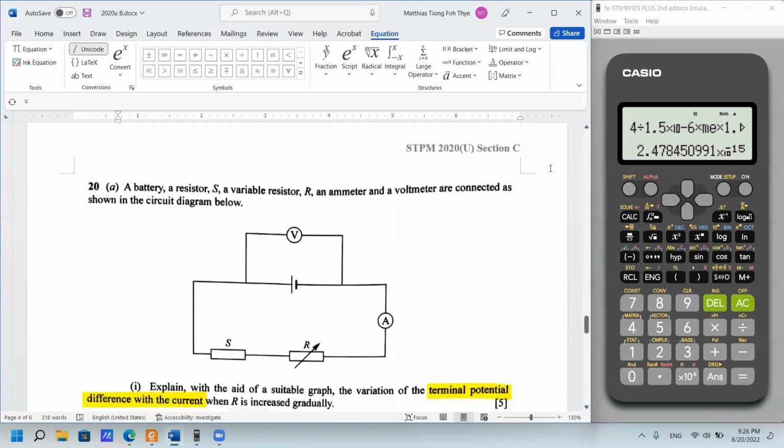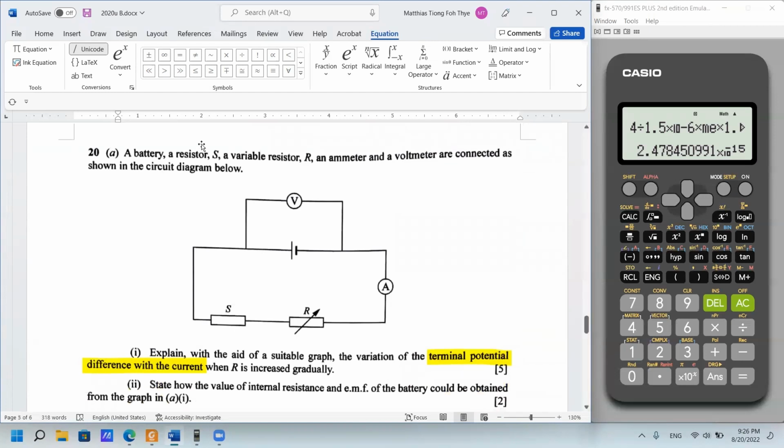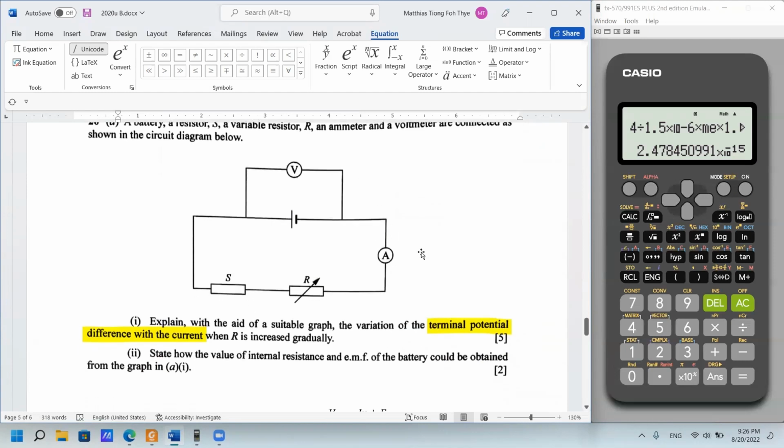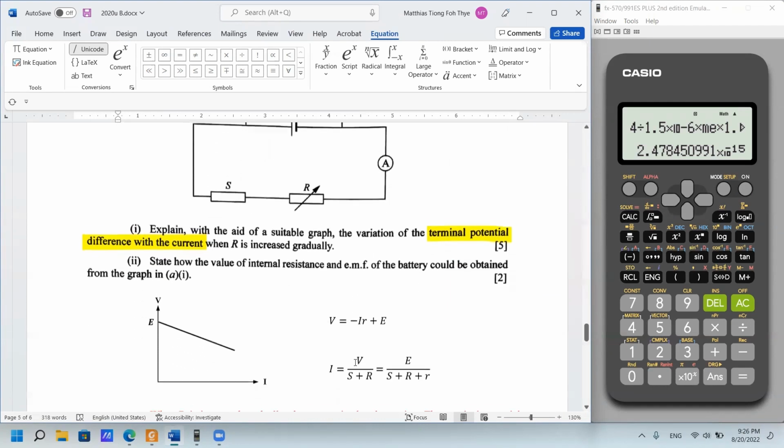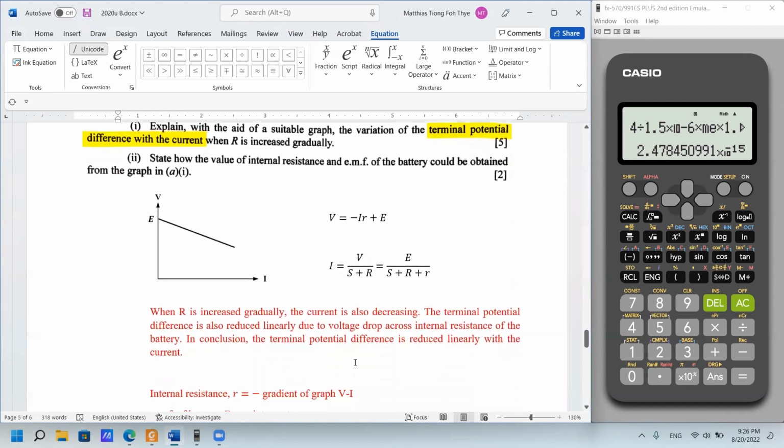So let's proceed to question 20. A battery, a resistor, a variable resistor, an ammeter, and also a voltmeter are connected as shown in the circuit. First, explain with the aid of a graph the variation of terminal potential difference with the current when R is increased gradually. Then state how the value of the internal resistance and also the EMF can be determined from the graph. So this is something about the internal resistance.